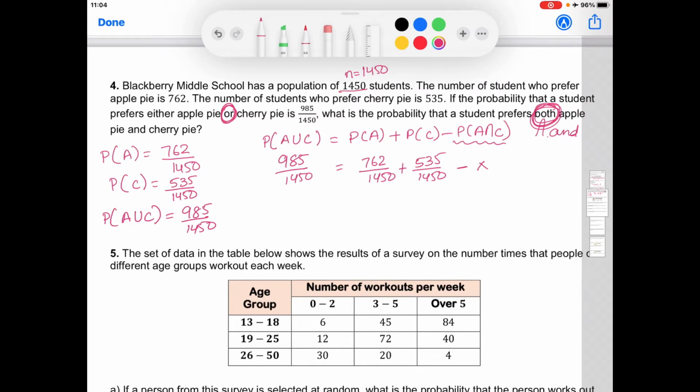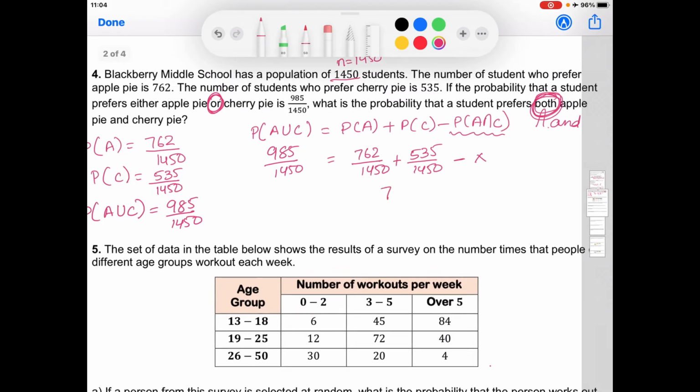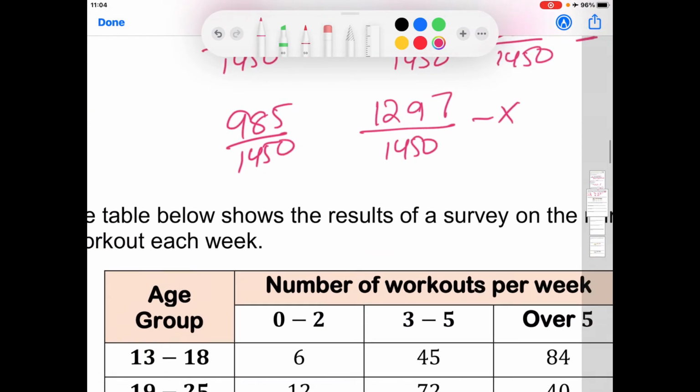So now I'm going to add this up and then I'm going to subtract it. So 762 plus 535 is 2 and 5 is 7, 6 and 3 is 9, 7 and 6, 1297 over 1450 minus X equals 985 over 1450. I'm just going to zoom in here so I get more room. I'm going to subtract 1297 over 1450 from both sides.